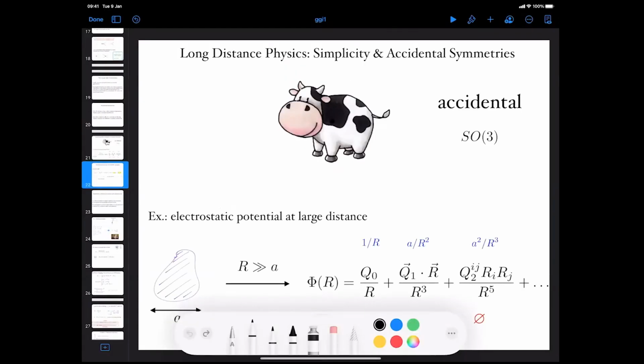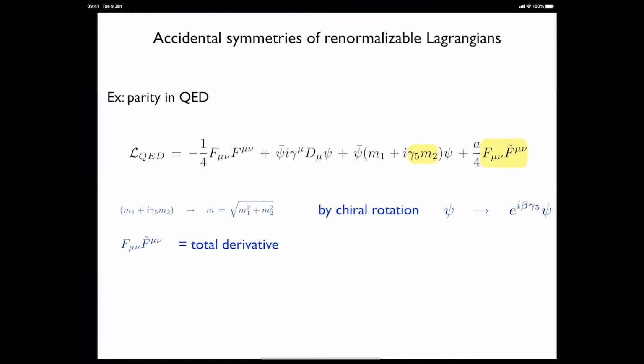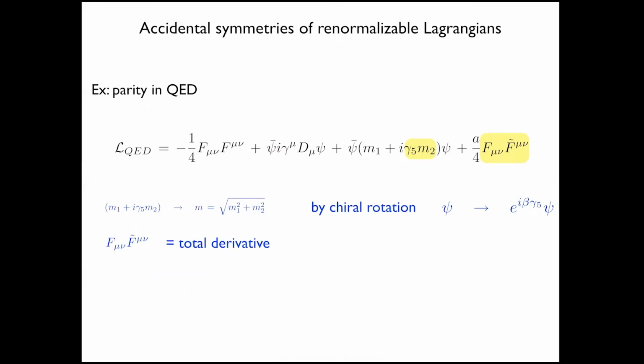So the cow and the electrostatic potential are very basic examples, but the same phenomenon you can think of in particle physics. For instance, parity. Parity has been a sacred symmetry for ages. Parity here, parity there. What is parity? Well, parity is just an accidental symmetry. And you can see that just by looking at QED.